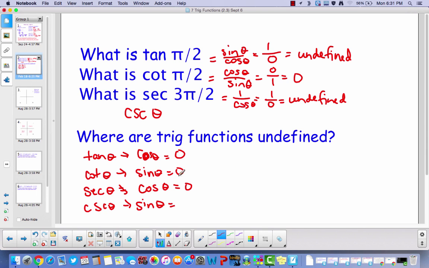So where is cosine 0? Cosine is 0 at pi over 2 and 3 pi over 2. Secant is undefined also at those places, pi over 2 and 3 pi over 2. When are cotangent and cosecant undefined? When sine is equal to 0 for either one of those. That occurs at 0, pi, and 2 pi. It's important to know when the trig functions are undefined so that we know what they are at all places.